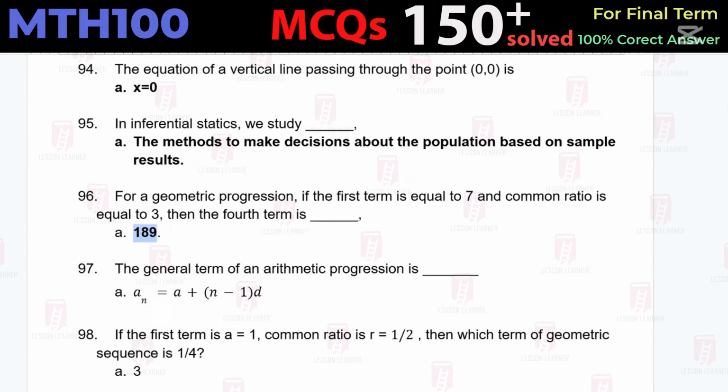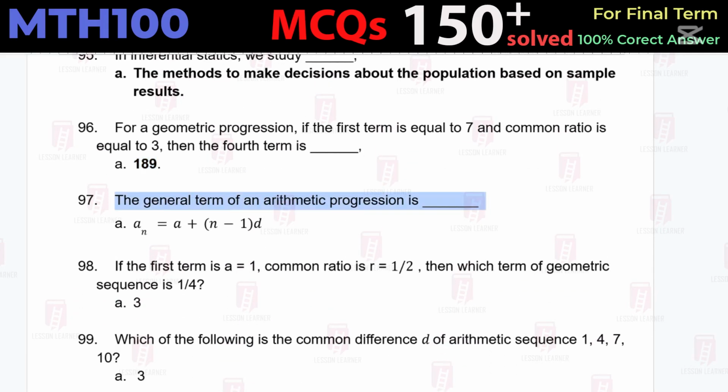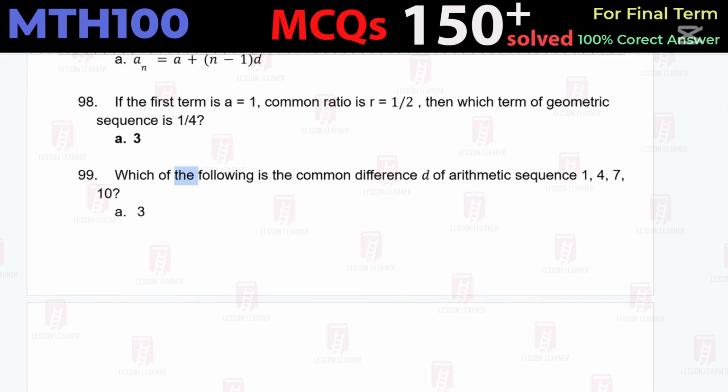The general term of an arithmetic progression is a n equals a plus n minus 1 into d. If the first term is a equals 1 and the common ratio is r equals half, then which term of the geometric sequence is 1 over 4? It's the third term. What is the common difference d of the arithmetic sequence 1, 4, 7 and 10? It's 3.